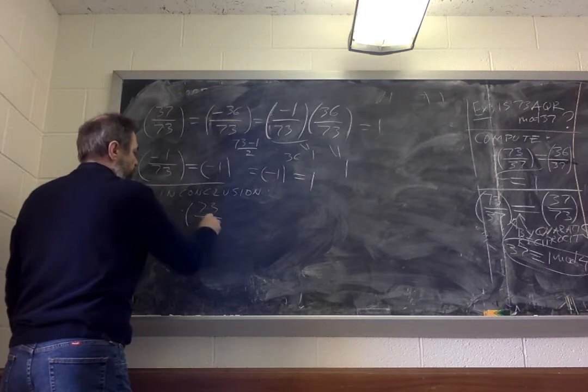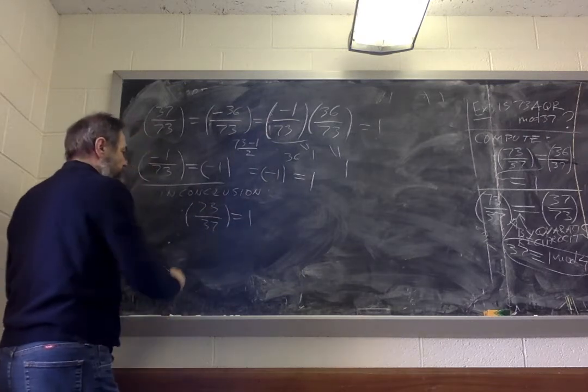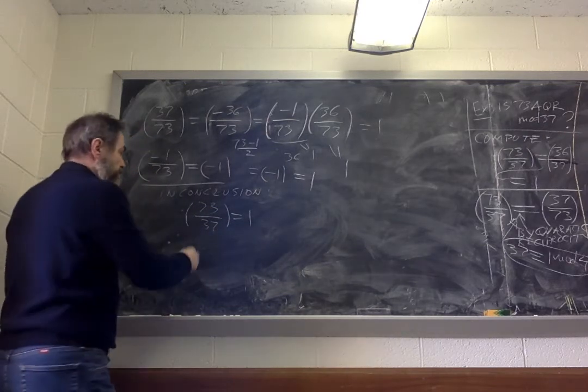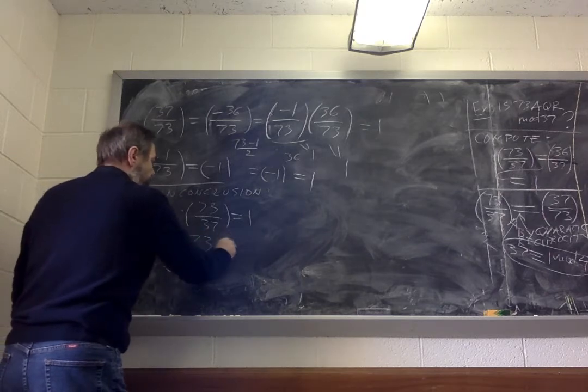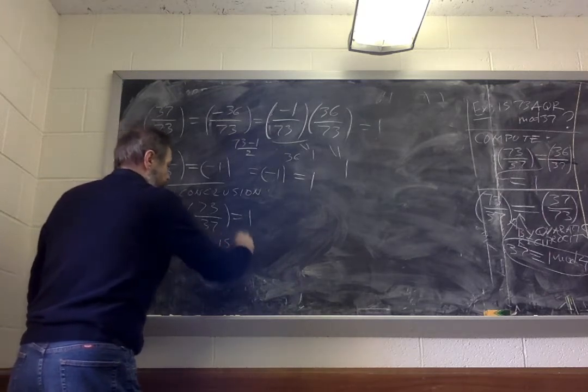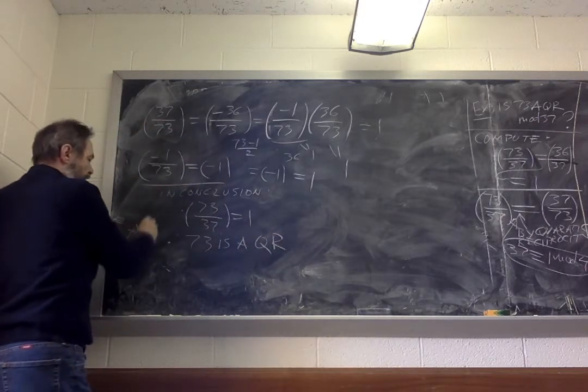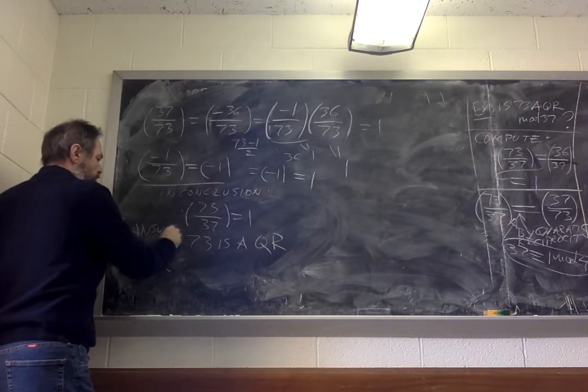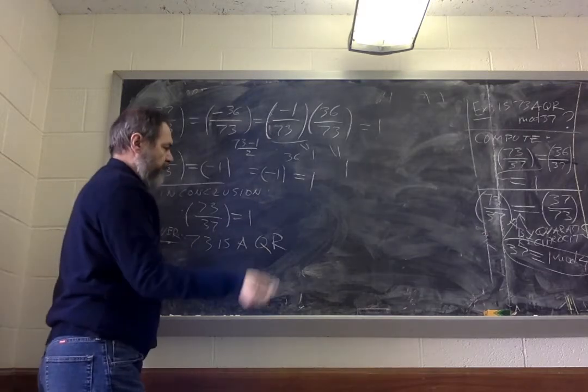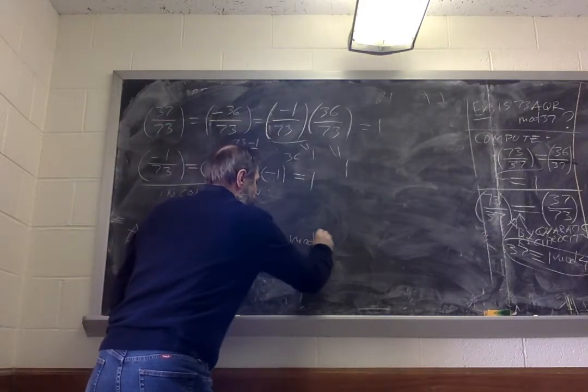(73, 37) is 1, which means 73 is a quadratic residue. So that's our answer. It's a quadratic residue mod 37.